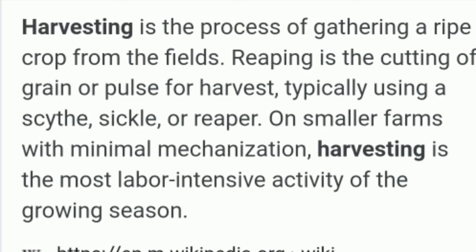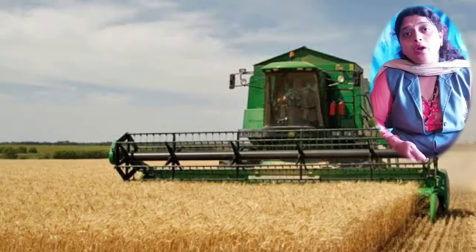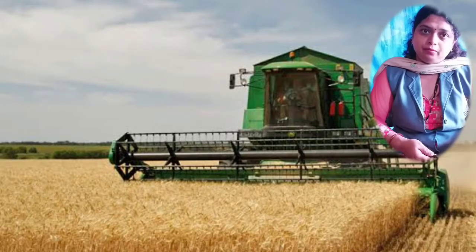Now we will discuss about our next agricultural practice, that is harvesting. It is an important task. The cutting of the crop when the crop gets mature is called harvesting. It is also done by 2 techniques in our India. One is manual technique. Either the crop is being harvested using the sickle or by mechanical use of a machine called harvester.